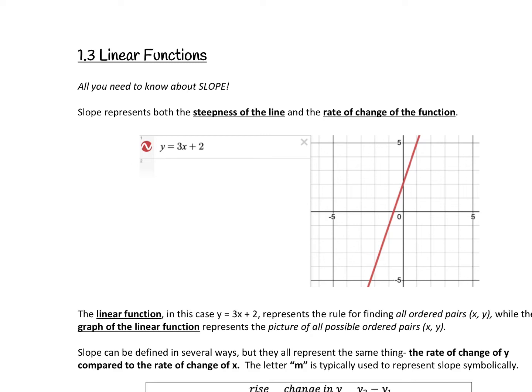So a reminder that slope represents the steepness of a line. It is also called the rate of change of a function. So here we have a screenshot from Desmos, y equals 3x plus 2. This line has a y-intercept at 2. So that's the point (0, 2).